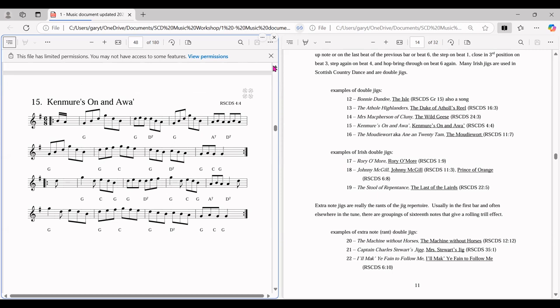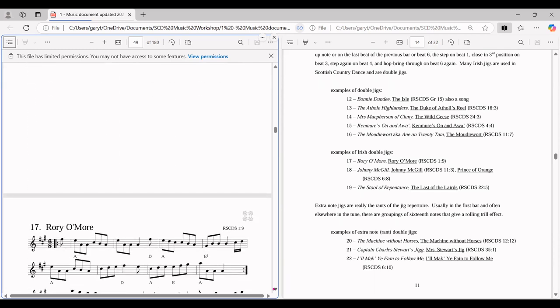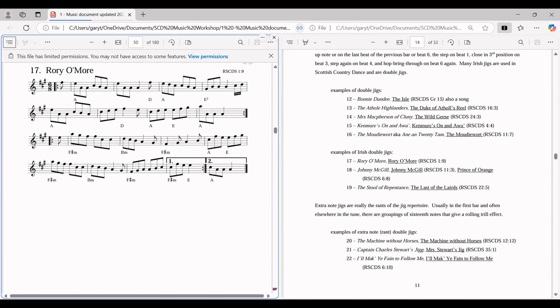Right. Now we have just a little bit more about jigs, and then we're going to stop for questions if you have some burning. We're going on to Irish style jigs. And they are characterized often by repeated notes of the same pitch. There, there, there, there. So you can see there are many examples right there in that first part.